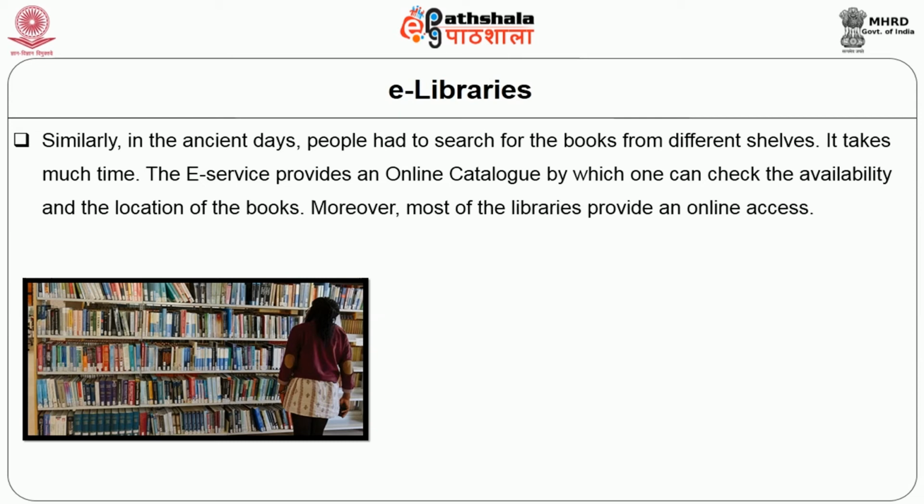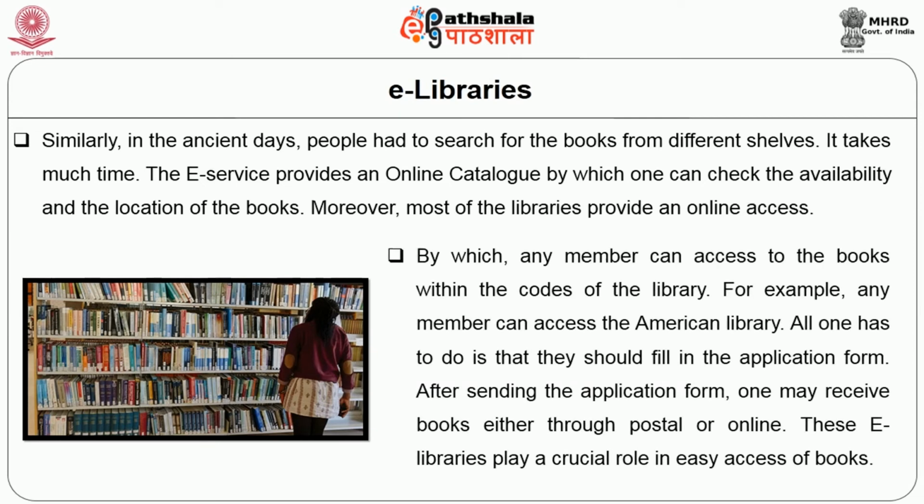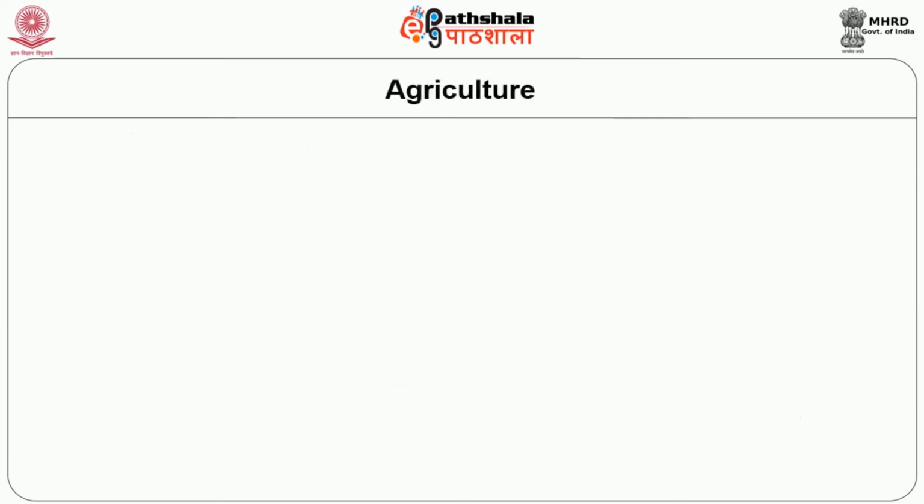the books. Moreover, most of the libraries provide online access by which any member can access the books within the codes of the American library. For example, any member can access the American library. All one has to do is fill in the application form. After sending the application form, one may receive books either through post or online. These e-libraries play a crucial role in easy access to books.